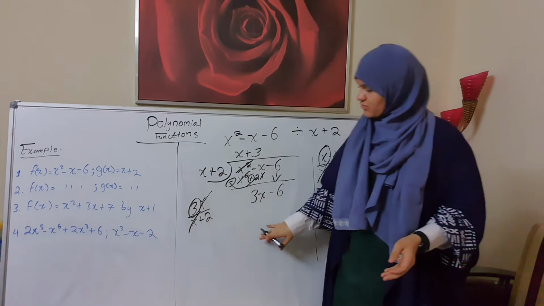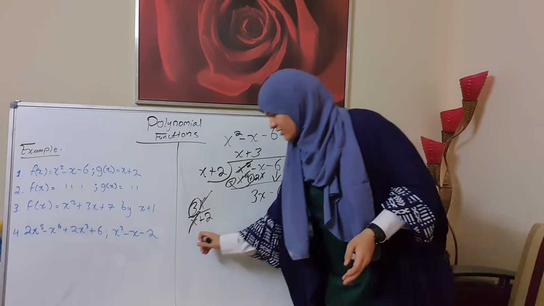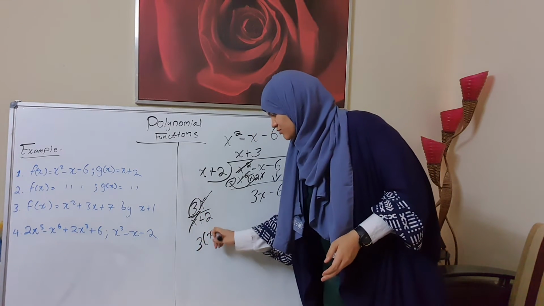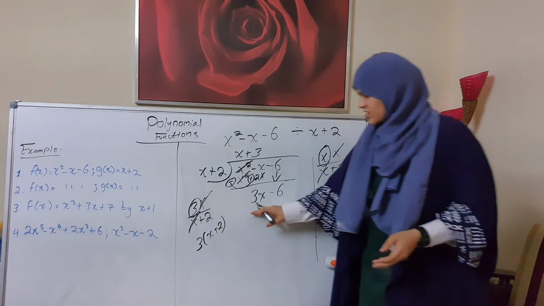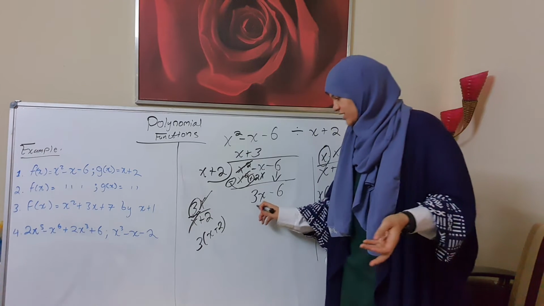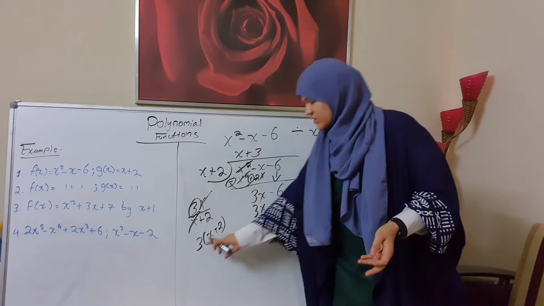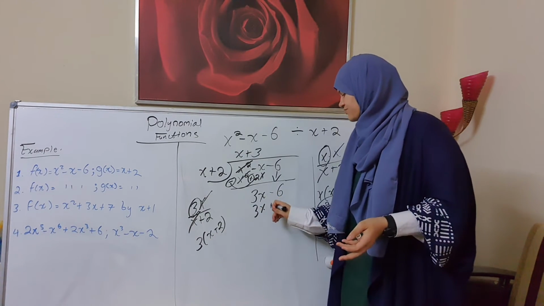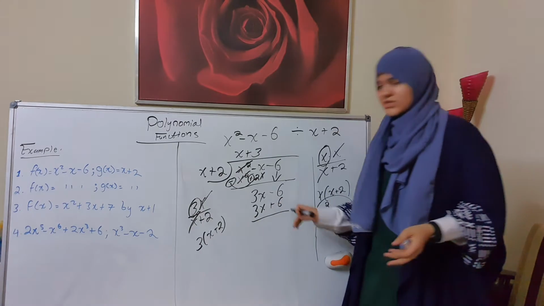Okay, so now because we have 3 here, we'll multiply 3 by x plus 2 to find the numbers that we'll put down here. So 3 times x, what? 3x, right? So it will be 3x. 3 times positive 2 will be positive 6, right?